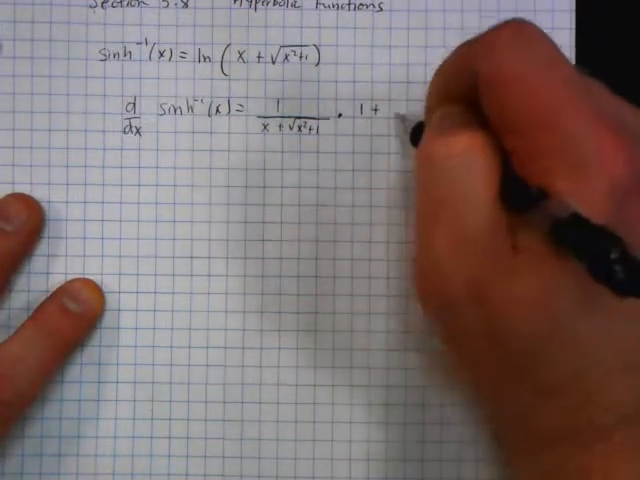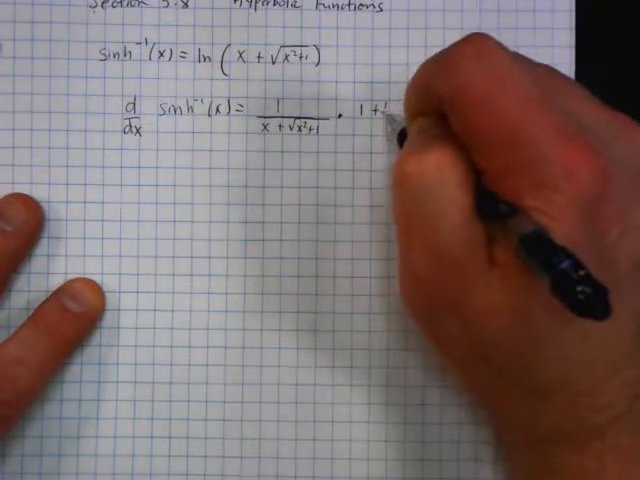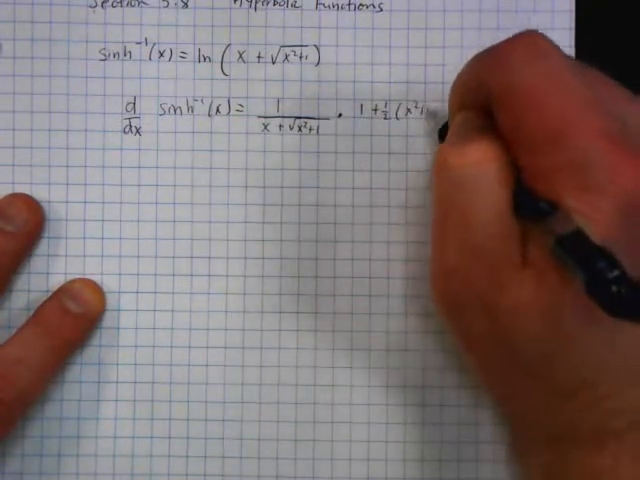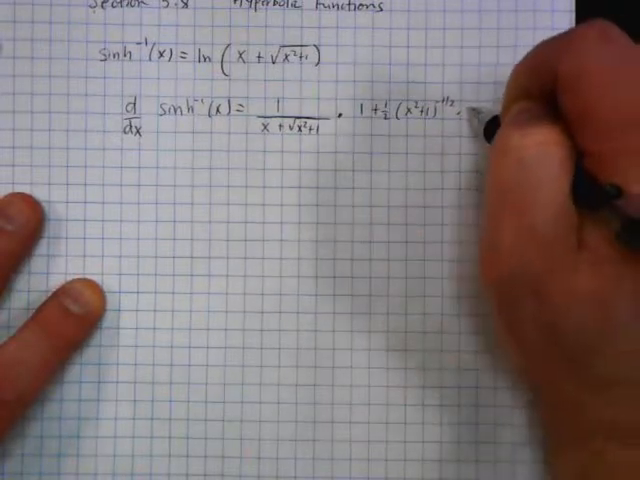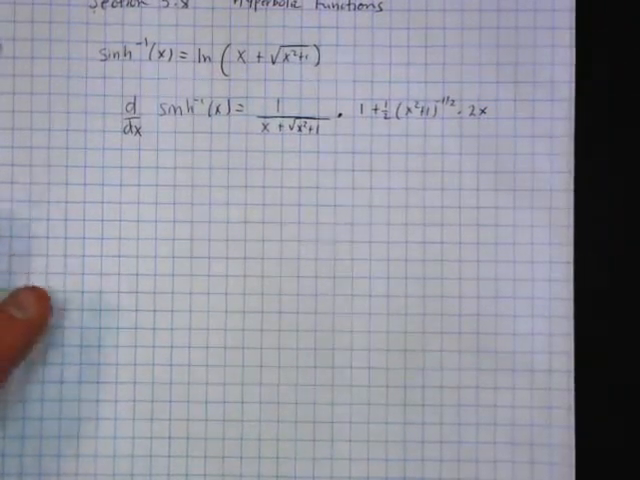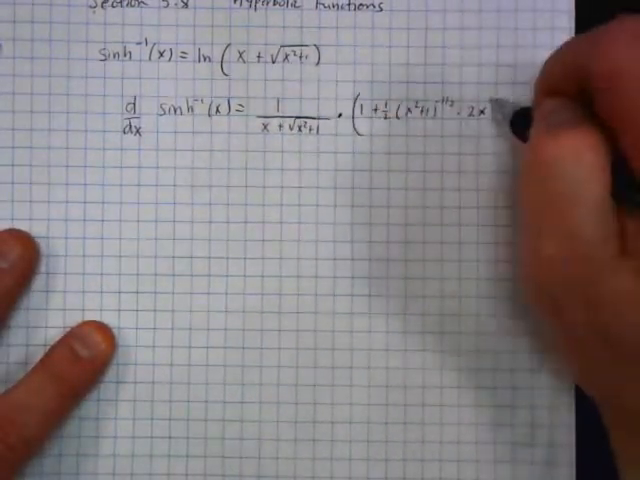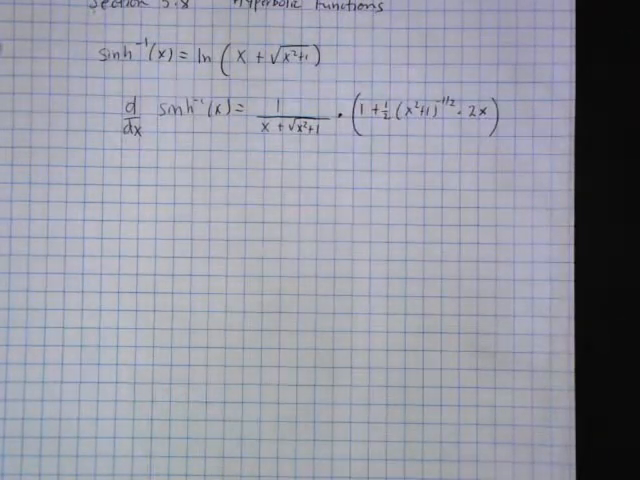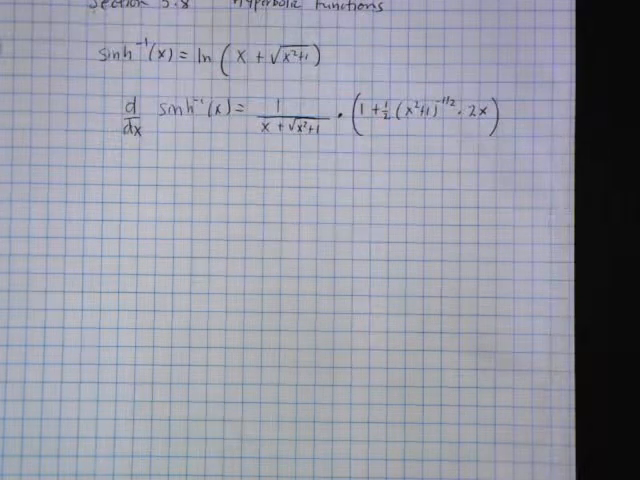Plus 1/2 x squared plus 1 divided by 1/2 times 2x. Very good. So yes, we can find the derivatives, because they're all defined in terms of ln's. We know how to take derivatives of things that have ln's in them.